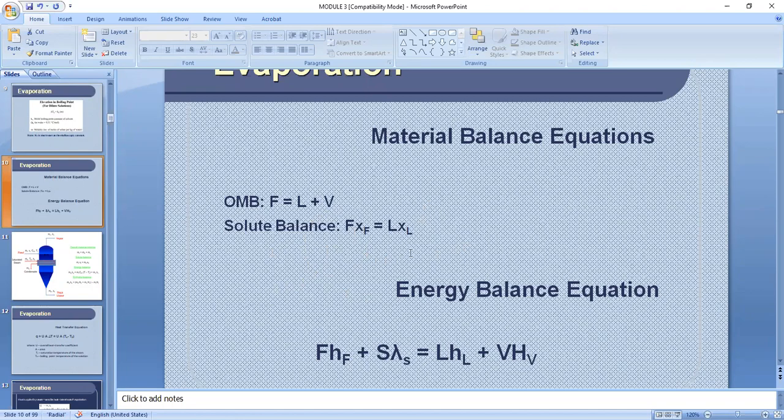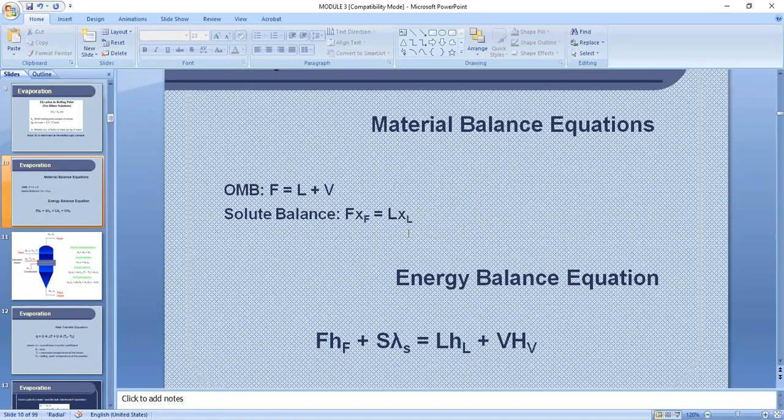So in that case, class, you see there's no V here plus Y_V. It's because there's no entrainment. That's our primary assumption. So you work on these two material balance equations, and we have this energy balance equation. You have the feed multiplied by its enthalpy. You have the steam multiplied by its latent heat of vaporization, and it's equated to the product of the liquor and its enthalpy. Same thing with the vapor and its enthalpy. So we use these three equations for all the problems that we encounter in evaporation.